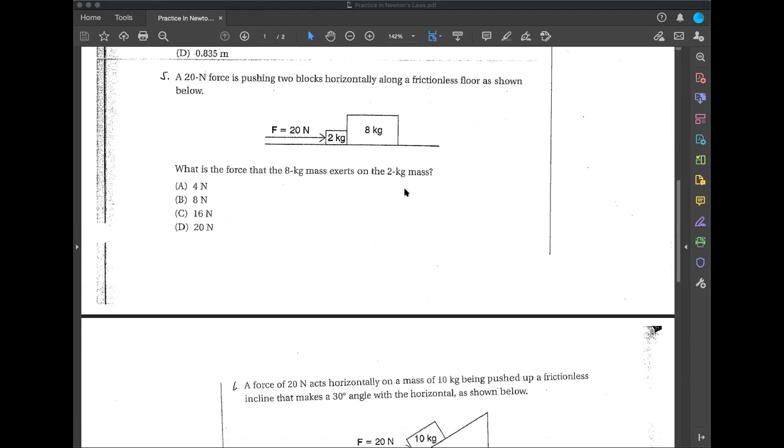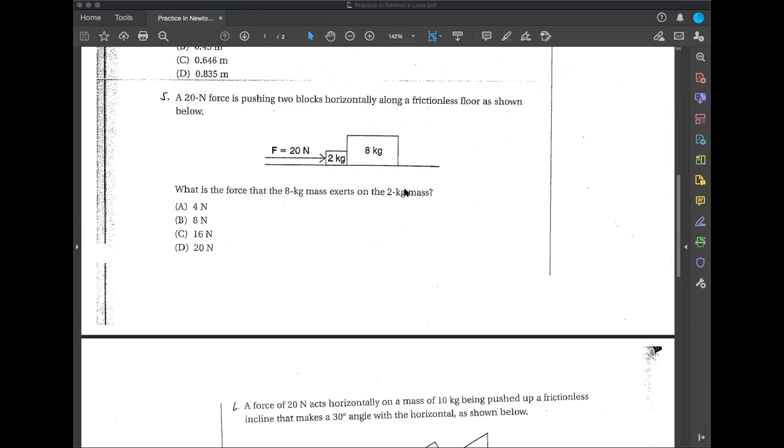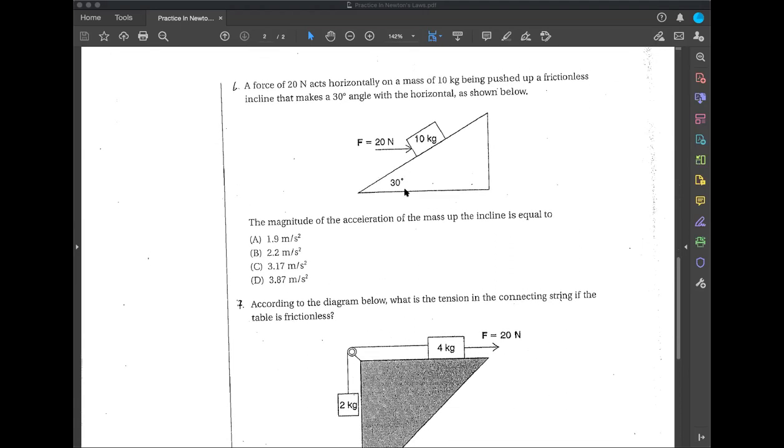Next one, number 6. Anyone have questions about number 5? No? Okay, good. Number 6 here. A force of 20 newtons acts horizontally on a mass of 10 kilograms being pushed up a frictionless incline that makes a 30 degree angle with the horizontal.